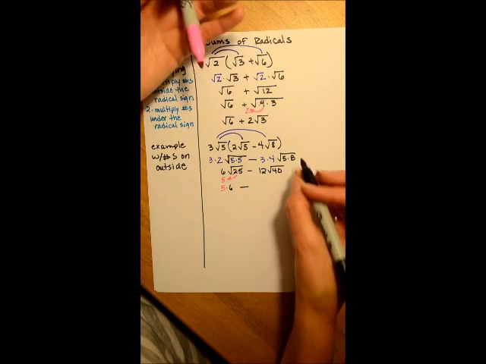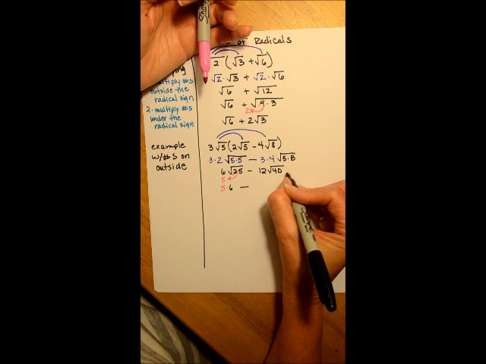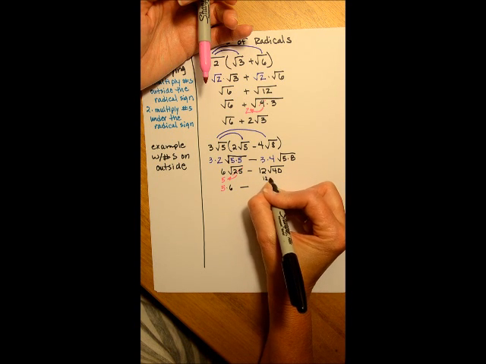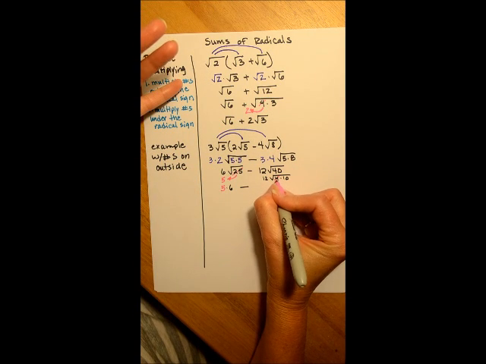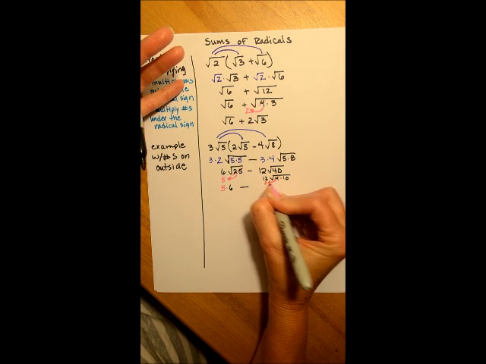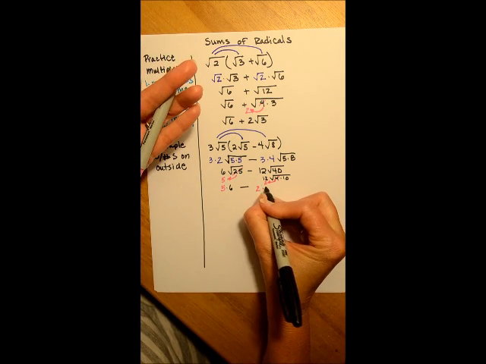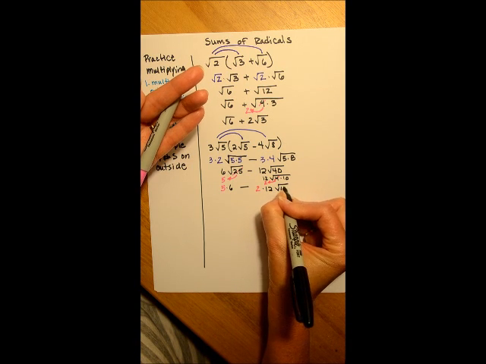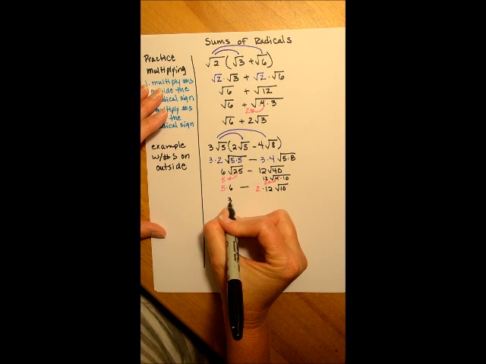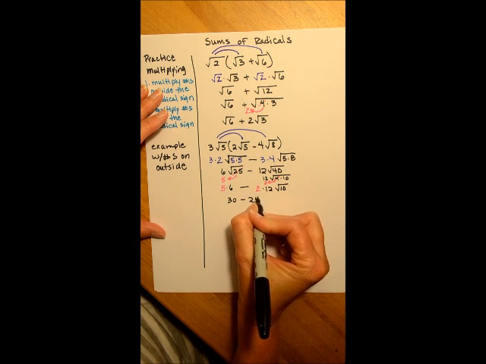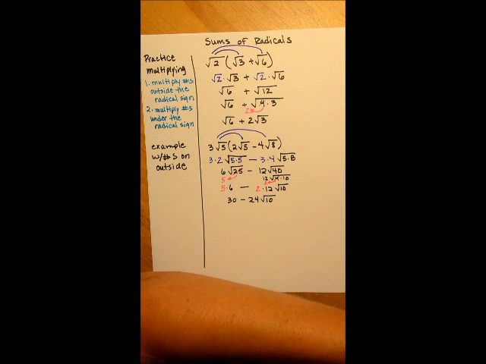And that 40, that's going to be 4 times 10. So what I'm going to have is 12 square root of 4 times 10. And what I'm going to get is that 4, and I can bring out a 2. So I'm going to have 2 times 12 square root 10, because that's what I have left. It's still under that radical sign. That gives me 30 minus 24 square root 10, and that's my answer.